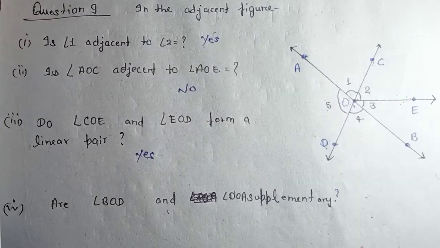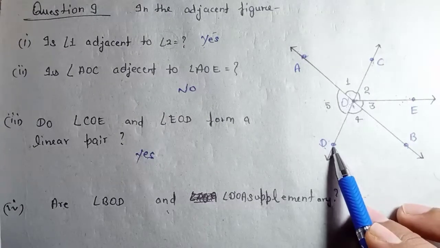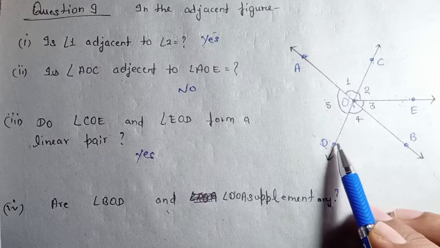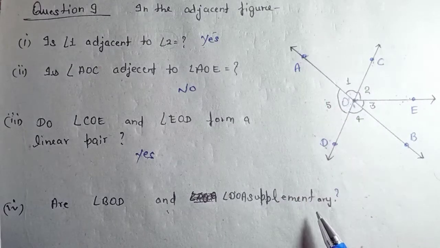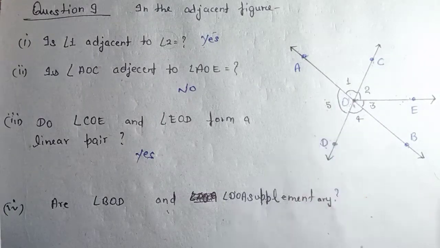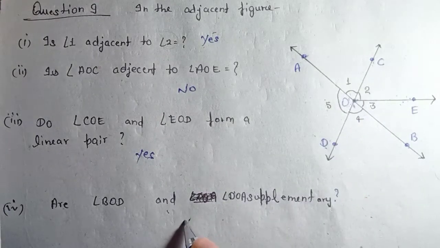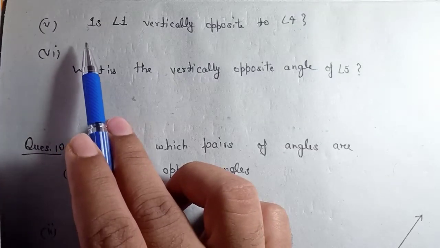And the fourth part of the question is, are angle BOD and DOA supplementary? Actually, they form a linear pair and therefore they are supplementary. So you can write yes.